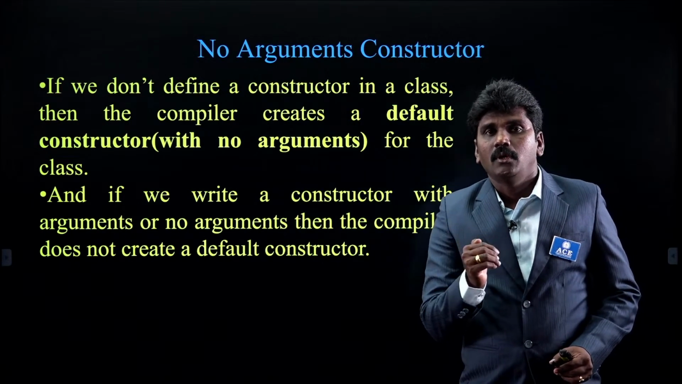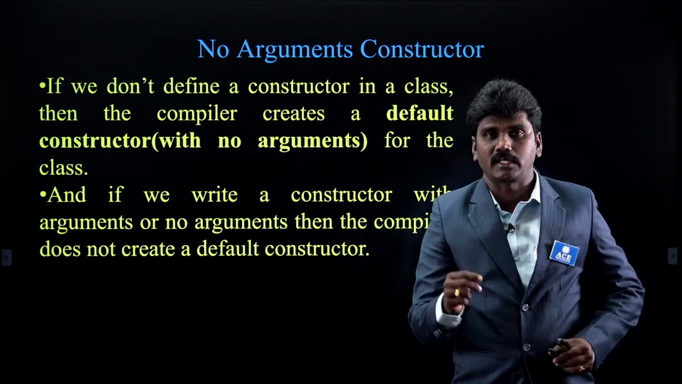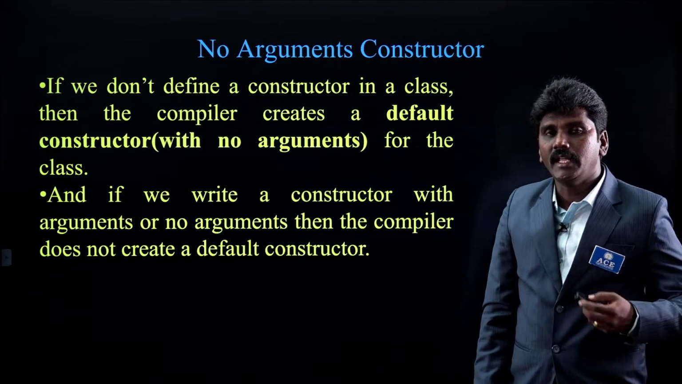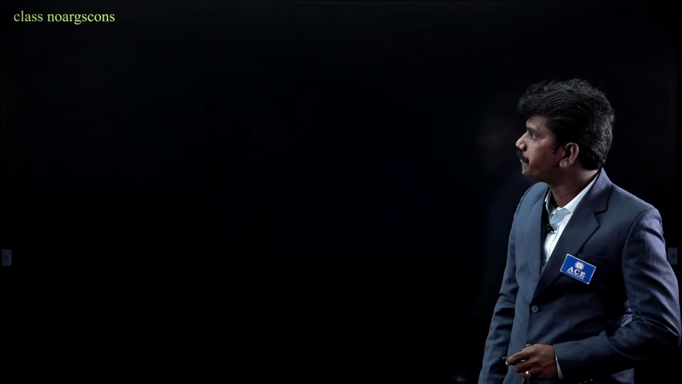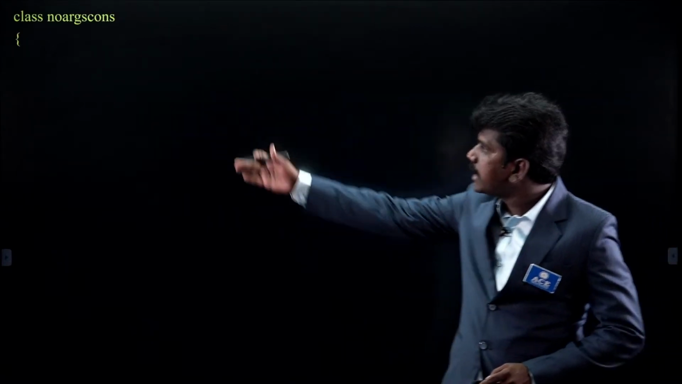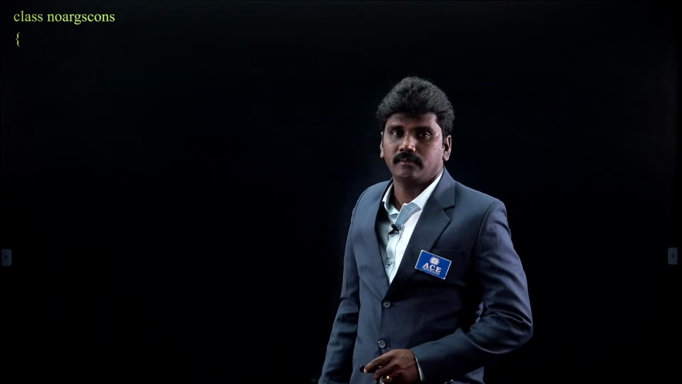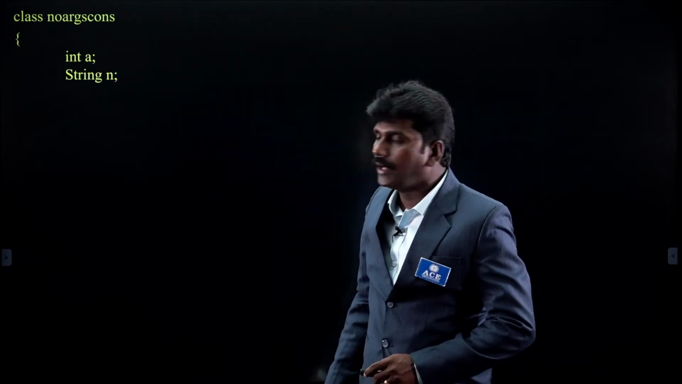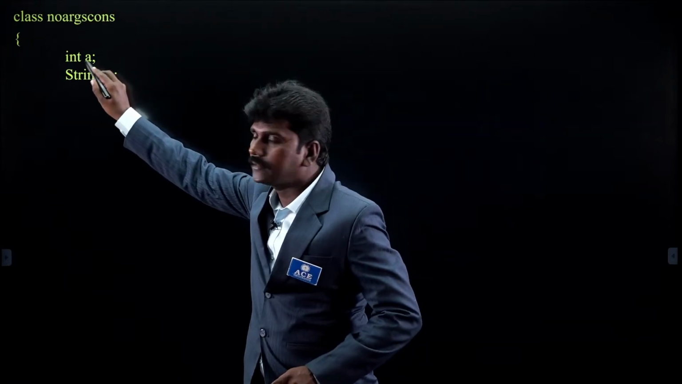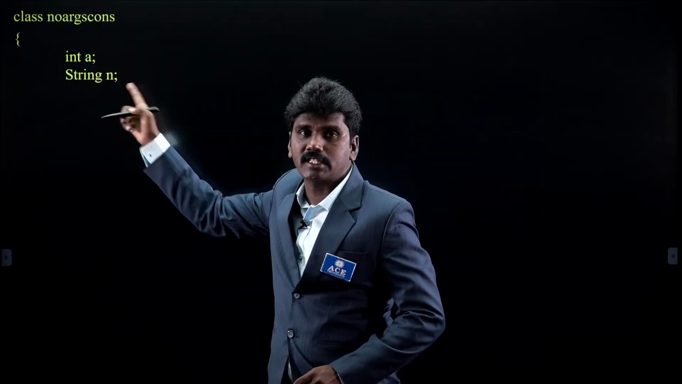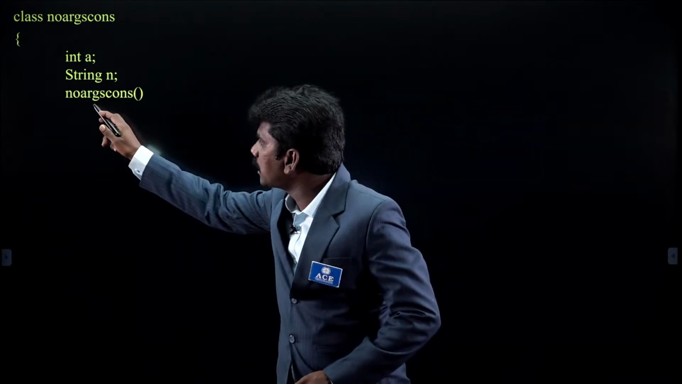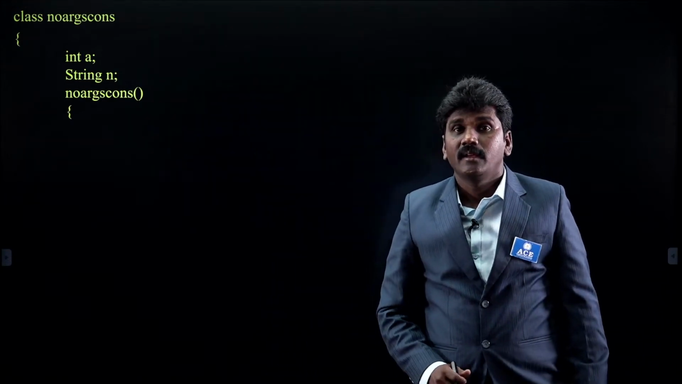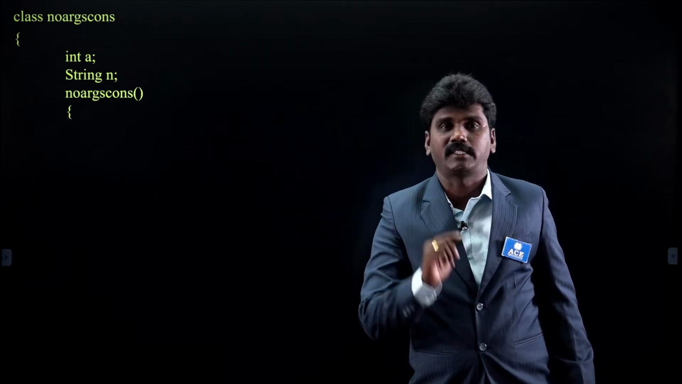Right? So the developer can provide two kinds of constructor. One is the no arguments constructor and the second one is the parameterized constructor. If it is the no arguments constructor, how will it be? Let us see the same thing. The class name is NoArgsCons, and here we have used two variables. One is a of integer type, another one is n of string type. And what is the rule for the constructor name? Constructor name must be the class name.